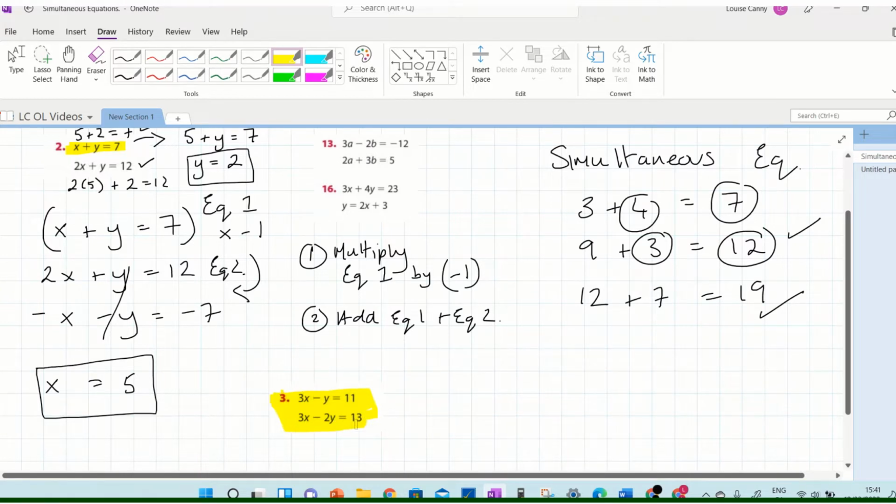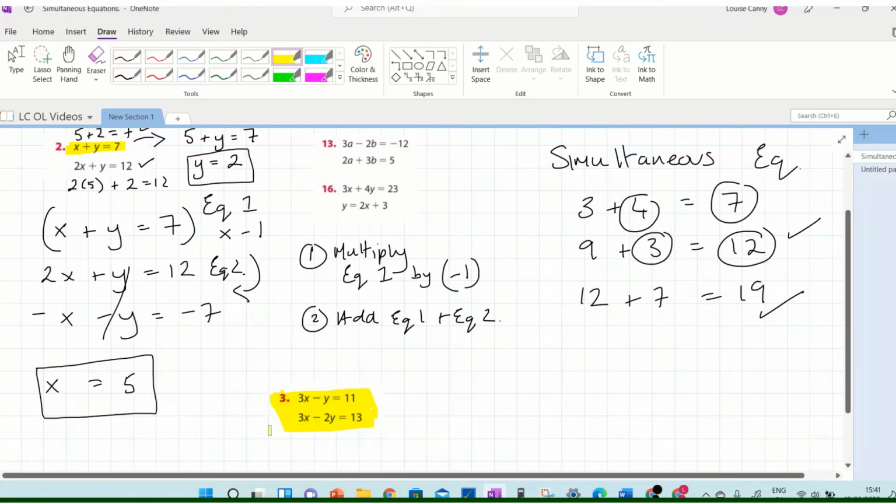So again, you're just going to have to try and eliminate one of the variables. And to start you off, in this case, I would try eliminating my x's, because I can see if I was to multiply one of these equations by -1, that will give me a -3x, and that will nicely cancel out for me.